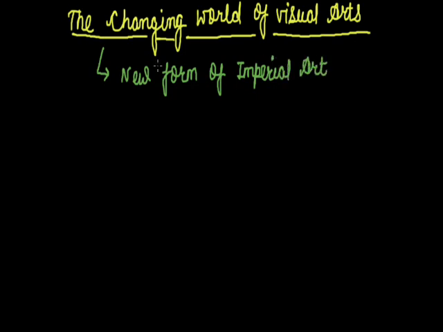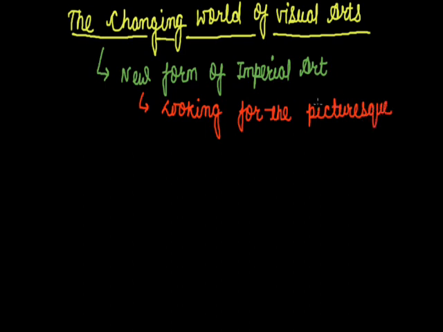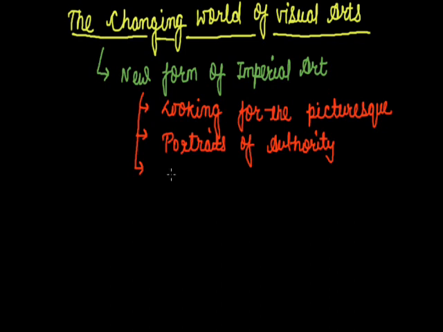In this chapter, we will discuss the changes in the world of visual arts during the colonial period, and this chapter will be discussed under some subparts. First is new forms of imperial art. In this topic, we will discuss looking for the picturesque. After it, we will discuss portraits of authority, and painting history.